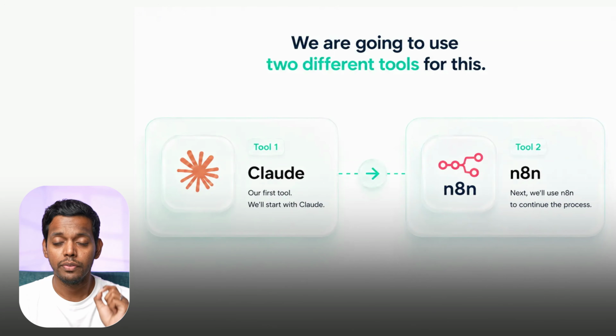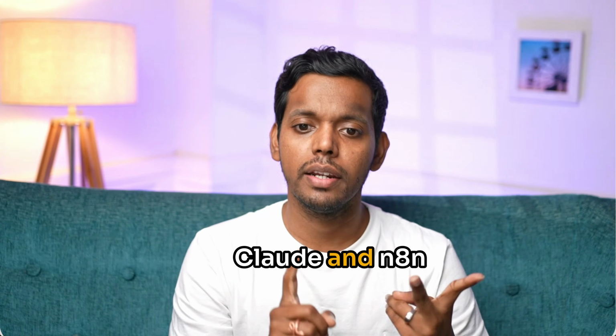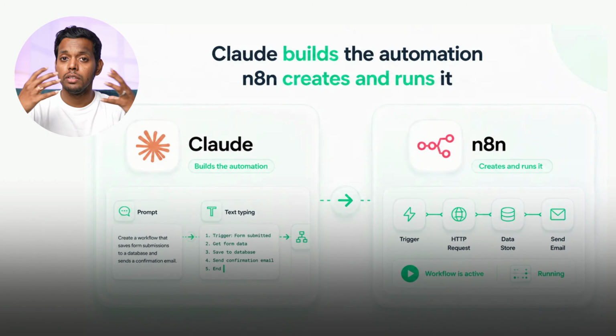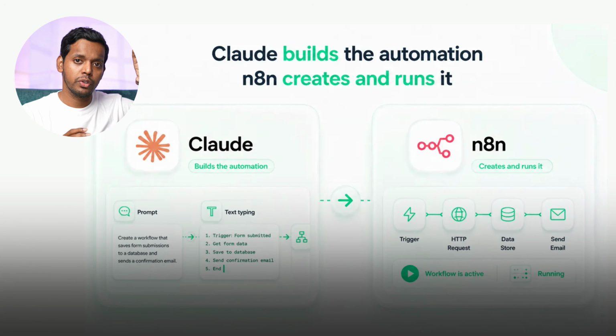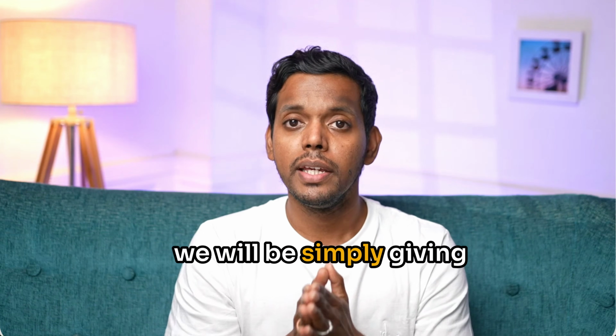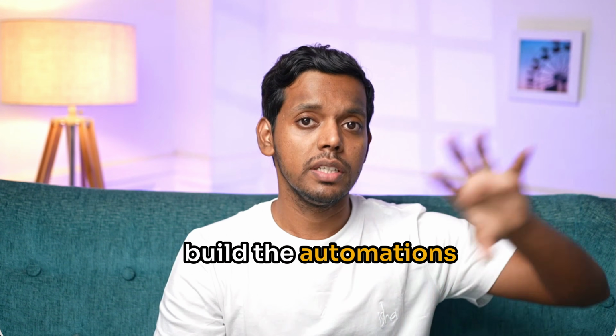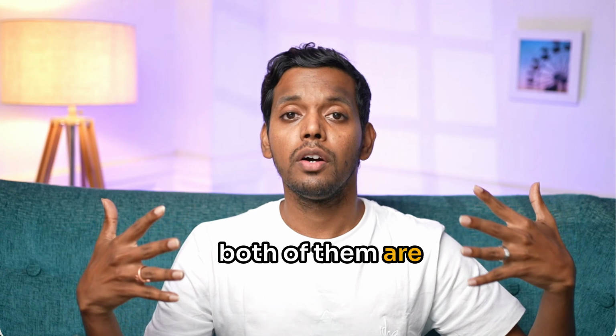The first tool that we are going to use is Claude, and the next tool that we are going to use is n8n. So in order to follow this tutorial, you need to have these two tools, Claude and n8n. Claude is going to build the automations for us, and then n8n is where all of these automations are going to get created, and that's the place where they are going to run. We will be simply giving our prompt inside Claude, and Claude will automatically build the automations inside n8n because both of them are going to be connected.